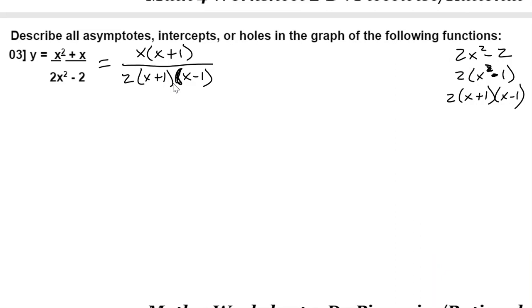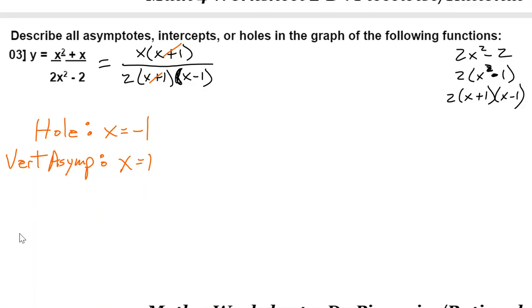And of course, I do have one set that cancel out, so I have a hole at x equals negative 1. I have a vertical asymptote where x is positive 1.